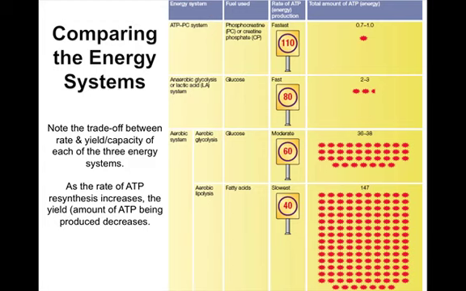This eLesson is about comparing the energy systems. So you can see here that we've got the three energy systems. We've got the ATP-PC system, anaerobic glycolysis, and the aerobic system. We've got aerobic glycolysis and aerobic lipolysis.